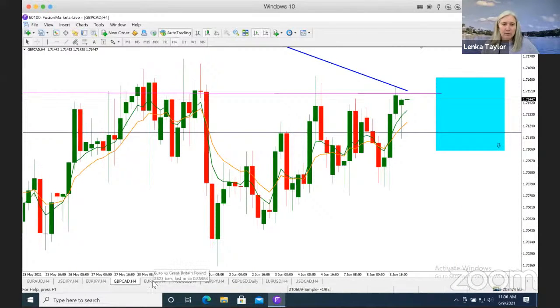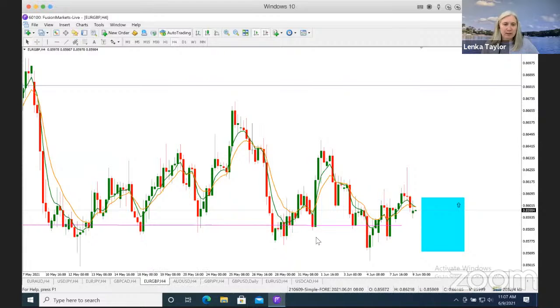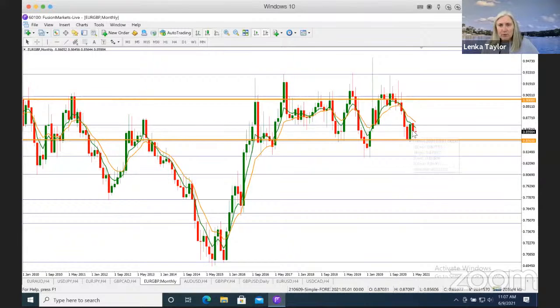Okay, so the next currency pair I'm going to have a look at is Euro GBP. Euro GBP, I'm looking for a long. I'm looking for a long in this range between the 0.85 and 0.90.